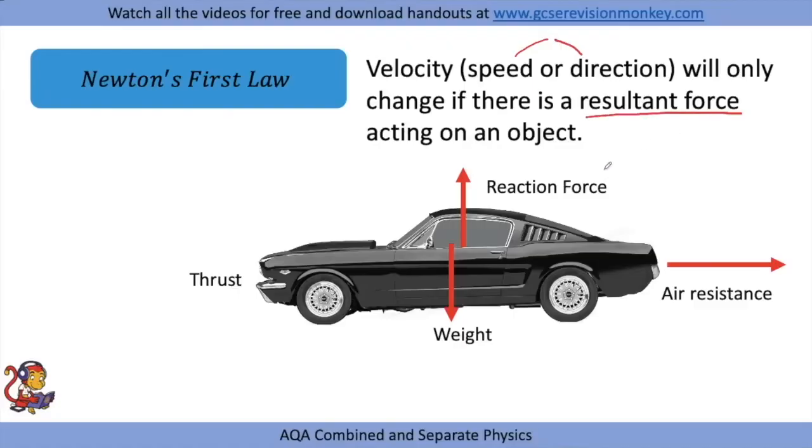So let's say we increased this thrust here, so we had a greater forward force compared to our air resistance. Now we have unbalanced forces. We will have a resultant force overall acting in this direction here because of this increased thrust. And then now we'll be changing velocity. We'll be changing the speed, not necessarily the direction, but the speed of the object as it will accelerate forwards.